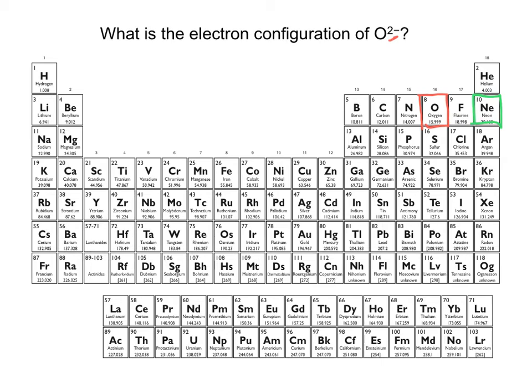So my electron configuration would be 1s2, 2s2, 2p6.